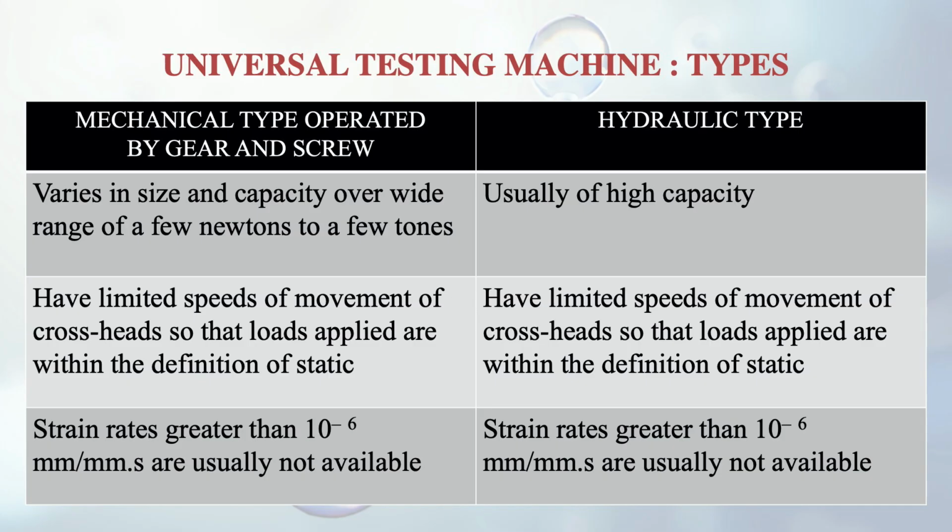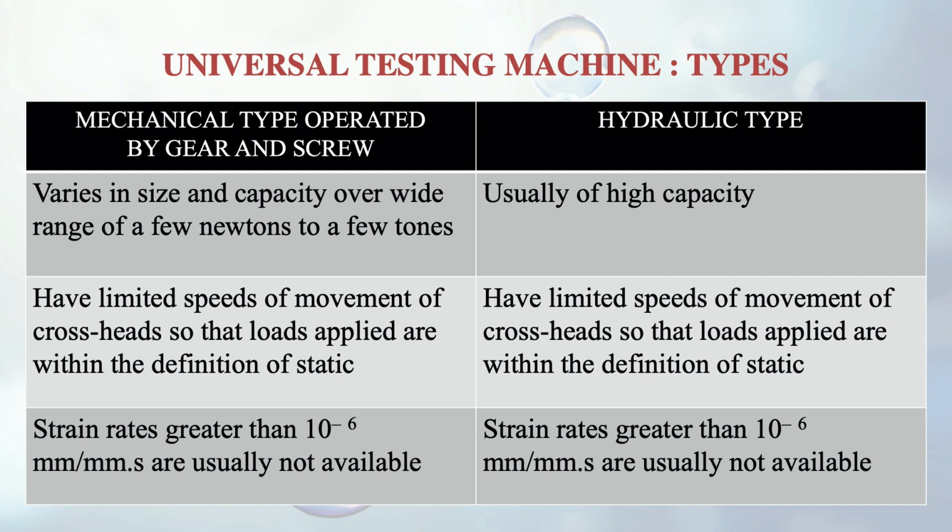So what are the types of this universal testing machine? There are 2 types. One is driven by an electric motor screw type, the other one is the hydraulic one. So the first one, the electric motor type, varies in size and capacity over a wide range, ranging from a few newtons to a few tons, whereas the hydraulic type usually has high capacity.